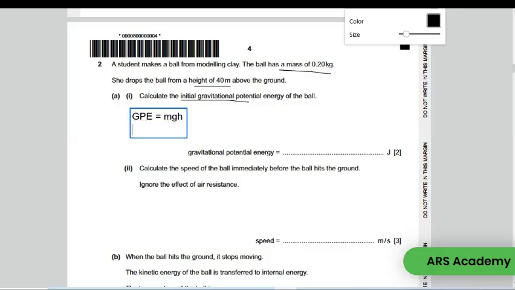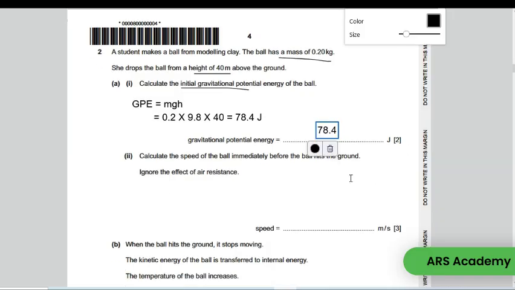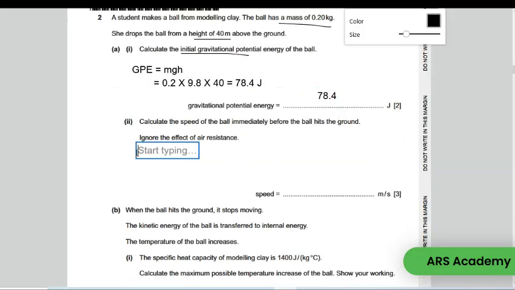So this is pretty easy. We know that gravitational potential energy is equal to mgh. So mass is 0.2, gravity is 9.8 and height is 40 meter, which makes the gravitational potential energy 78.4 joules. Roman 2. Calculate the speed of the ball immediately before the ball hits the ground.